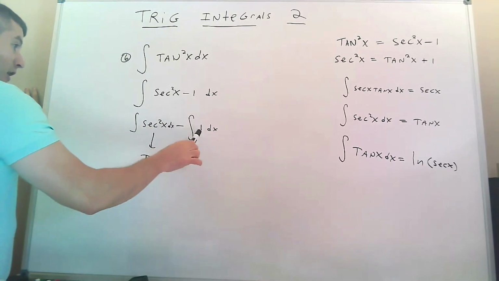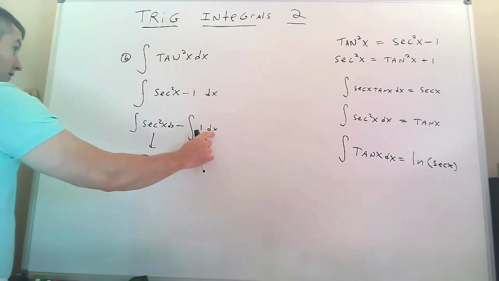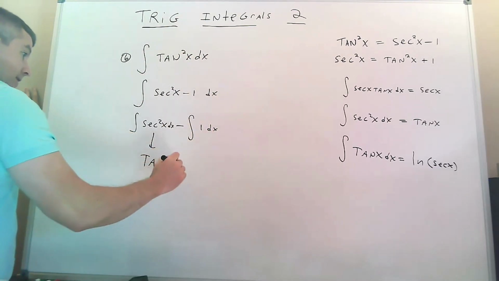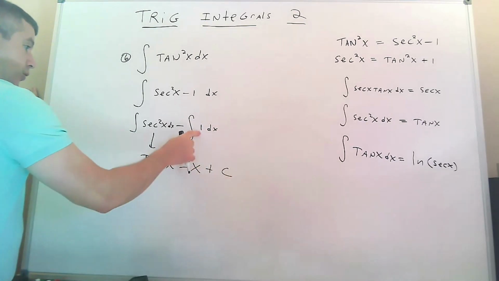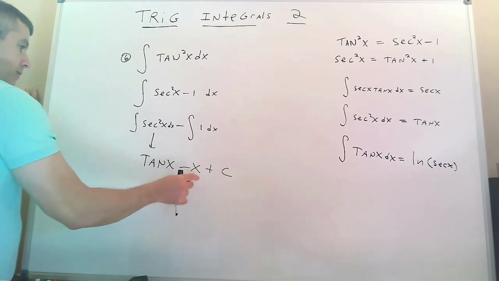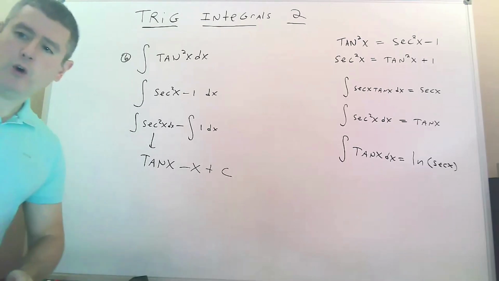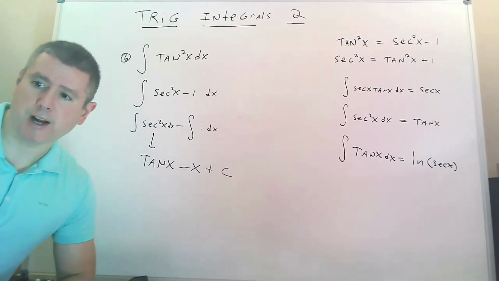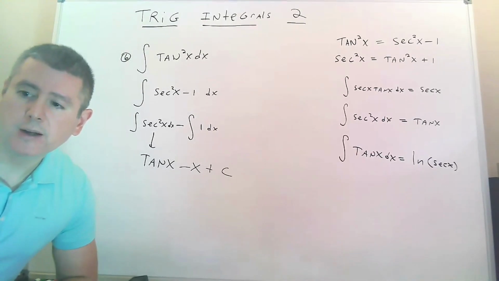Now, you have to be careful here. I did not do any u substitution. This is an x. The integral of 1 dx is x. Don't believe me? The derivative of x is 1. And there's a negative. There it is. Derivative of tan, secant squared. Derivative of -x, 1. It's that simple. All you had to do in that problem was just pop the trig identity in there. There's nothing to it. Now, the next one.